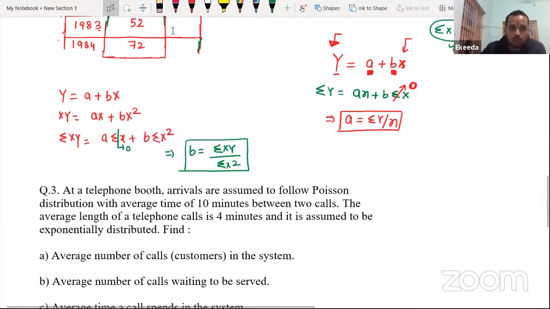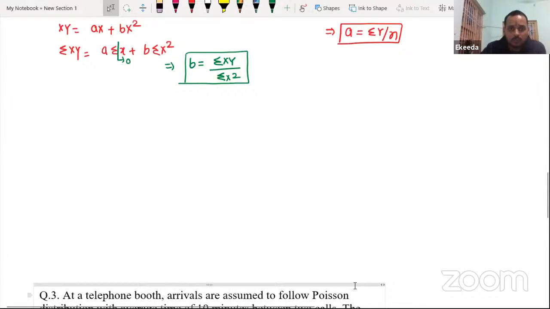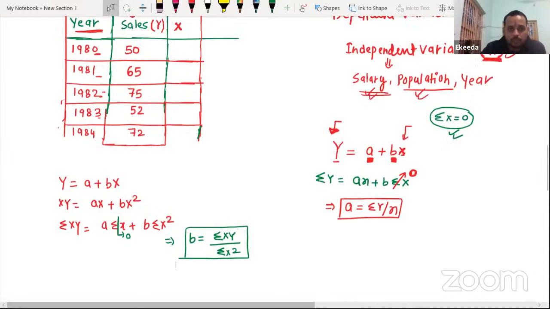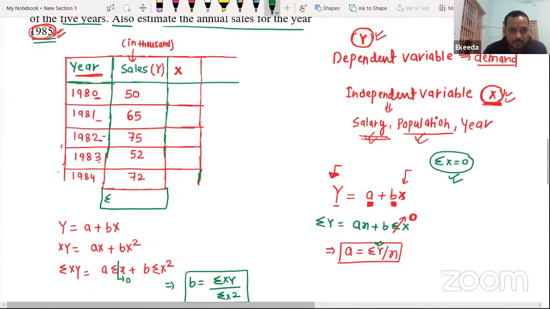So how to use the formula? Is there anything to remember? No, nothing is there to remember. What we have to do is find summation y, summation xy, and summation x square. Here you can see that this is the y data, so this is summation y. You can take the summation of all these five data. So summation y we will get 314,000. So summation y has been already done.